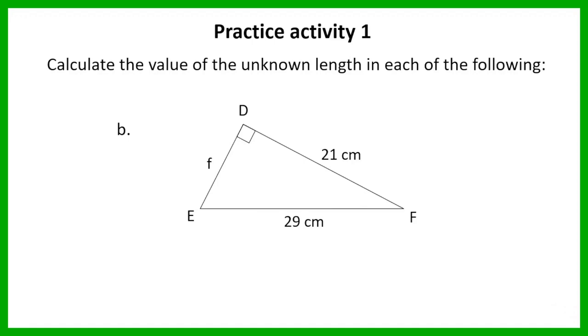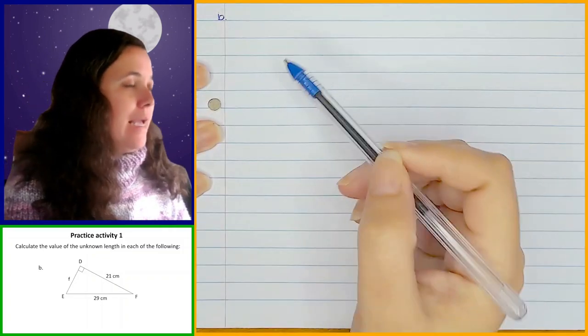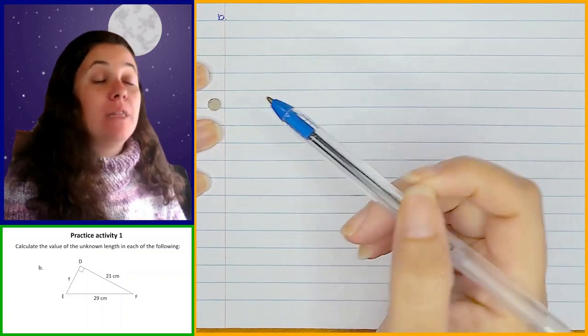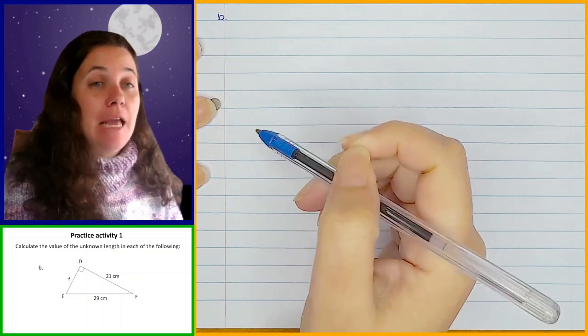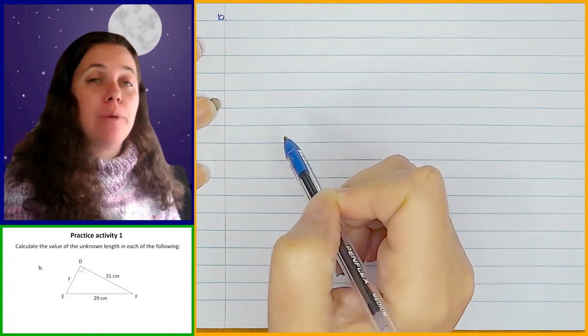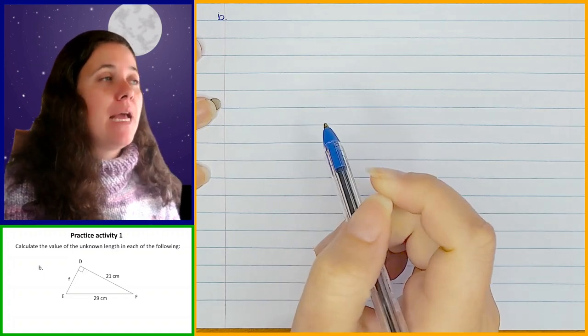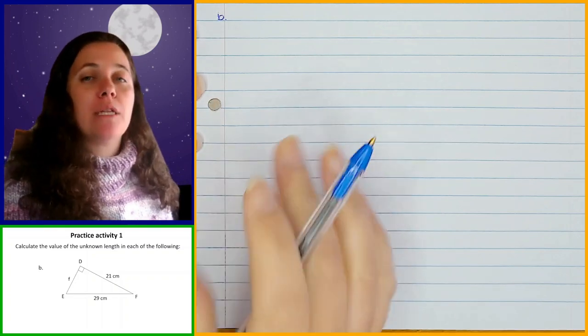Okay, so let's see how that question went. So first of all, in the triangle DEF, you have been given DE is F, that's what we need to work out. EF is 29 centimeters, that is the one that's opposite the right angle, which means it's the hypotenuse, and DF is 21 centimeters. So we need to work out what the value of F is.